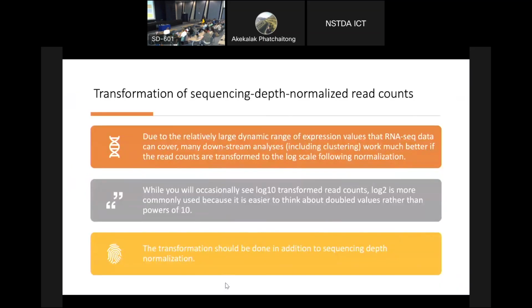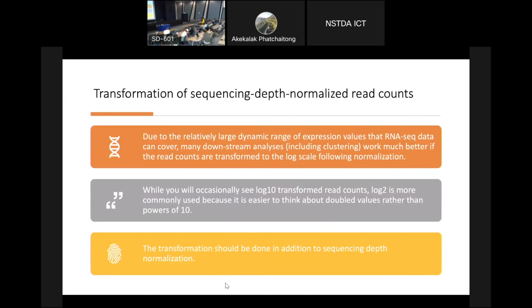All right, so now you have done the normalization. You also need to do some transformation. Right, so transformation, what is transformation? For example, if you have absolute values and you transform them to percentage, that's a transformation. So you need to transform the normalized count to something else. The popular choice is, of course, log.